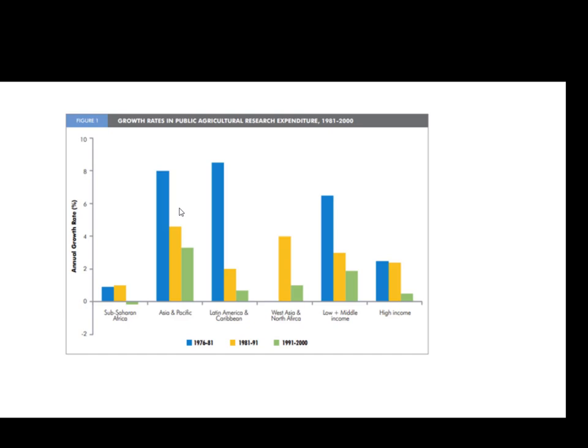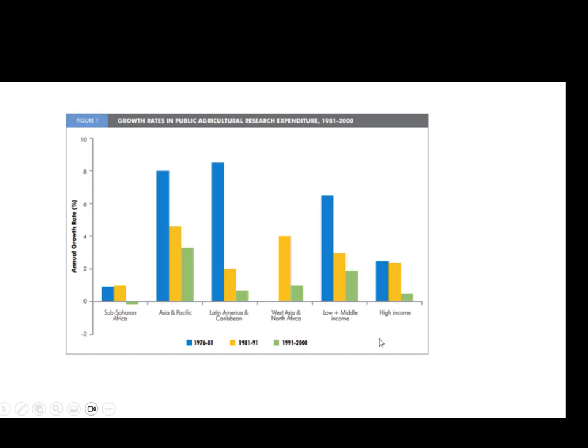Here is another example where we have certain time durations from 76 to 81, from 81 to 91, from 91 to 2000, showing the different parts of the world. This is a classification of the World Bank.